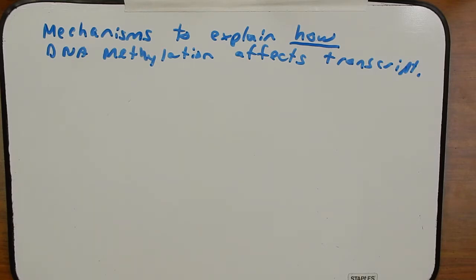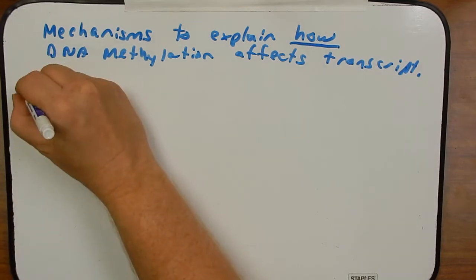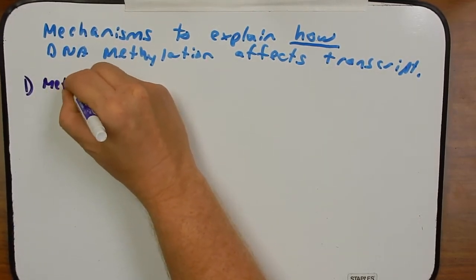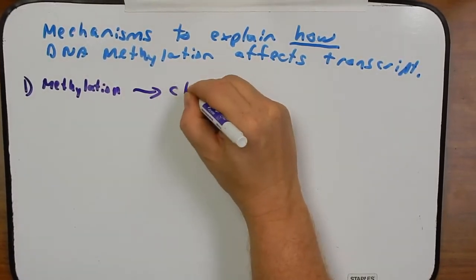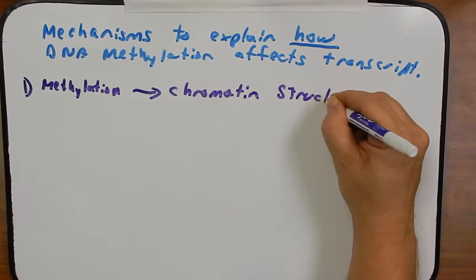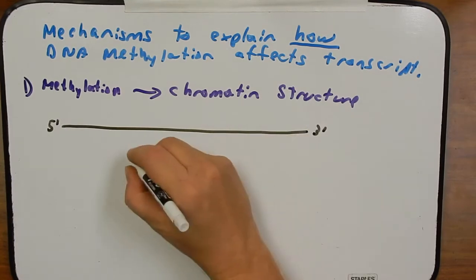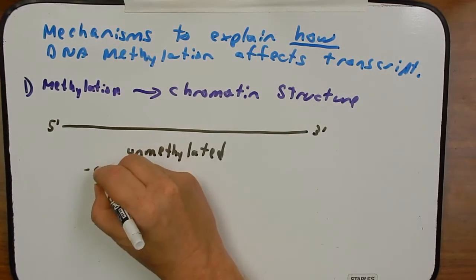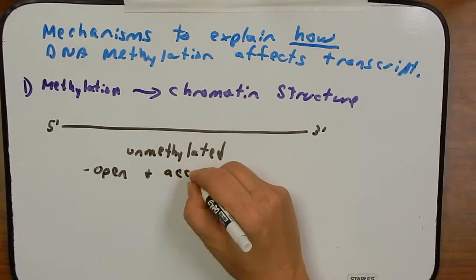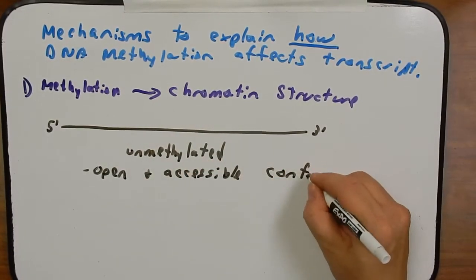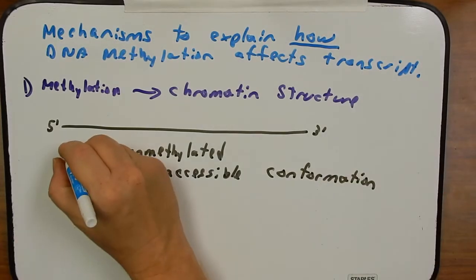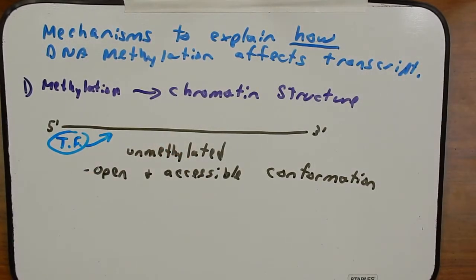Okay, of the 3 mechanisms that we're going to talk about, the first one I want to discuss is how methylation can affect chromatin structure. Observations have been made that unmethylated DNA, I'm just going to draw it like this, unmethylated, has an open and accessible conformation, meaning transcription factors have access to this DNA. Other enzymes that need to bind here to affect transcription have access to this DNA. It has a much more open and accessible structure.